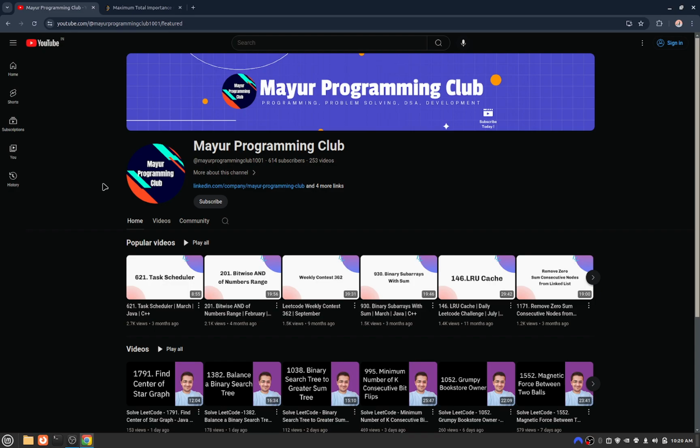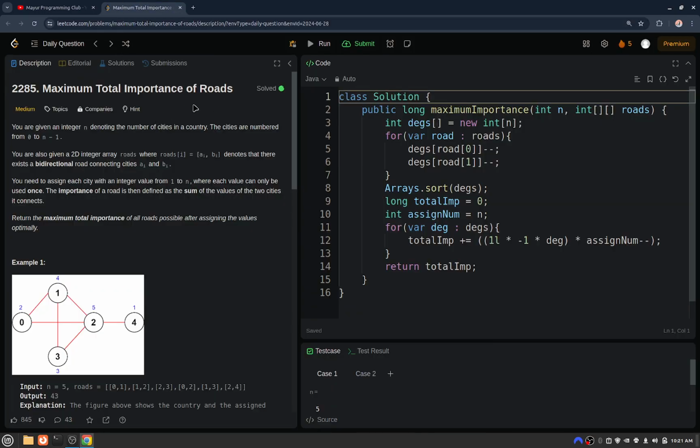Today we will be solving another daily LeetCode problem, and the problem's name is maximum total importance of roads.